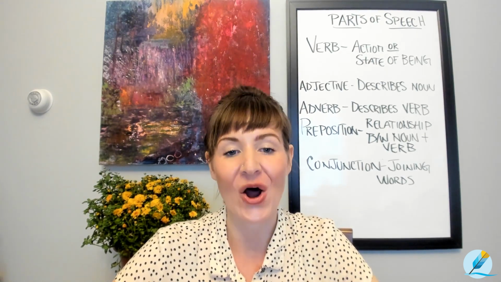Subordinating conjunctions come at the beginning of a subordinate clause. And they're used to connect the subordinate clause to the rest of the sentence. They can also be referred to as the independent clause. So, common subordinating conjunctions are after, although, because, before, even though, if, once, rather than, since, that, though, unless, until, whenever, whereas, and while. That was a lot of words.